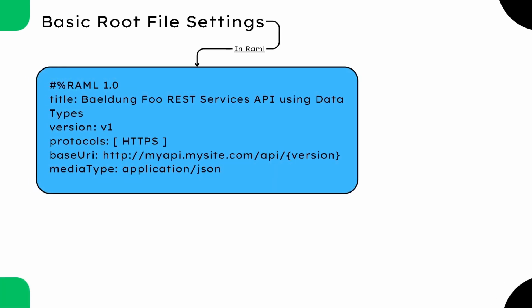So guys, this is the basic root file settings which we do while designing the API specification in Anypoint Platform. Initially we will understand all the theoretical part, and after that we will start creating one RAML design, one API design, API specification in Design Center. There I will show you how you can set up this basic root file settings.